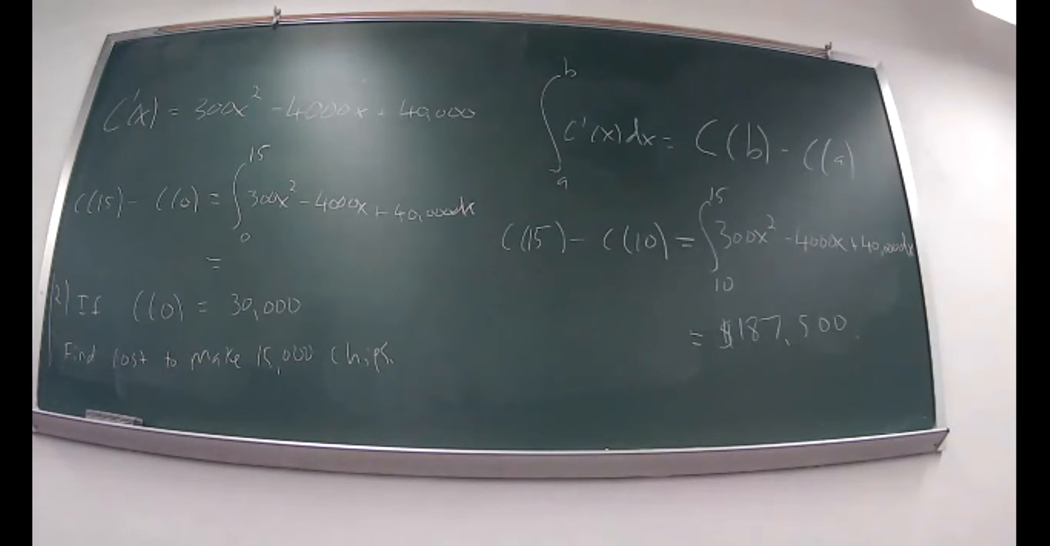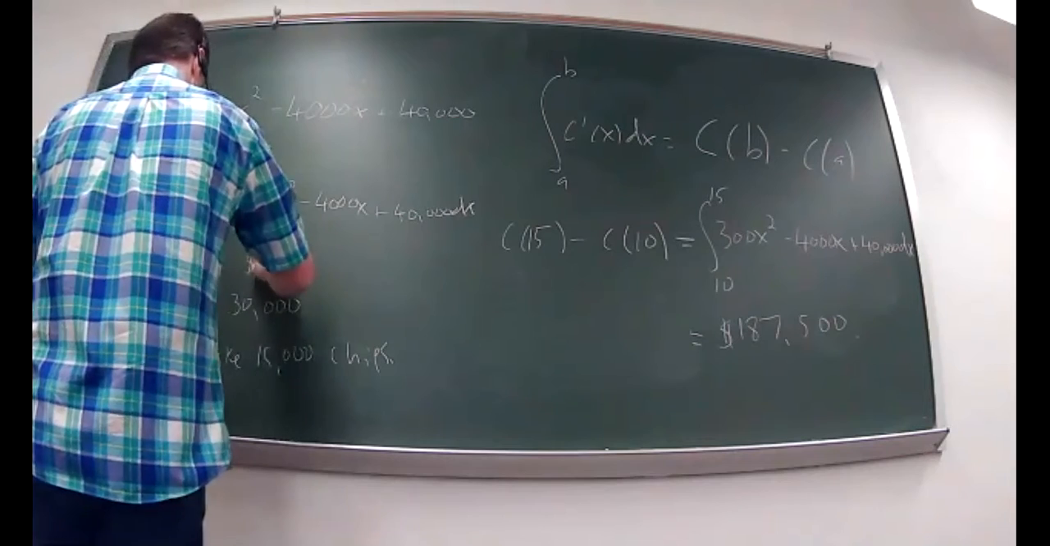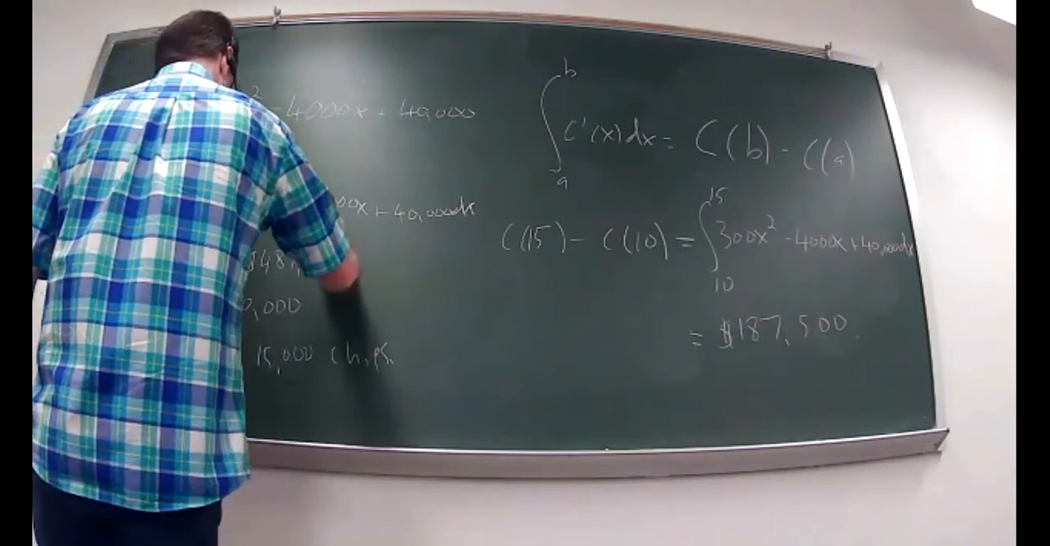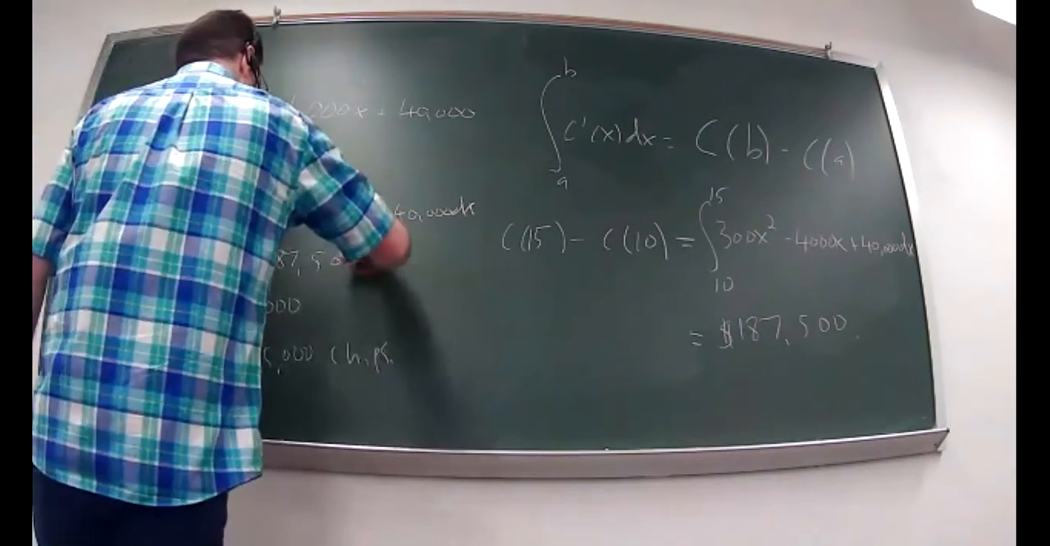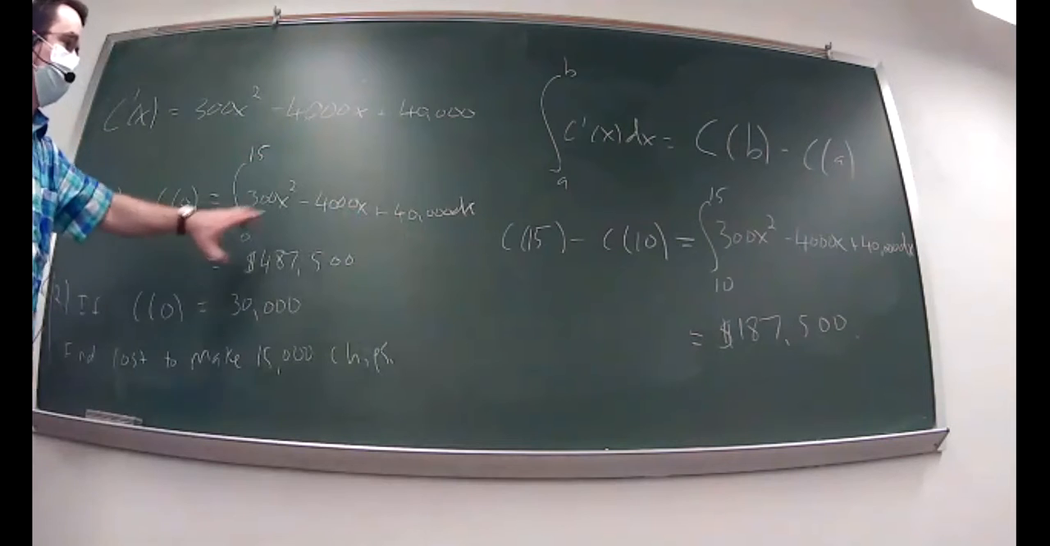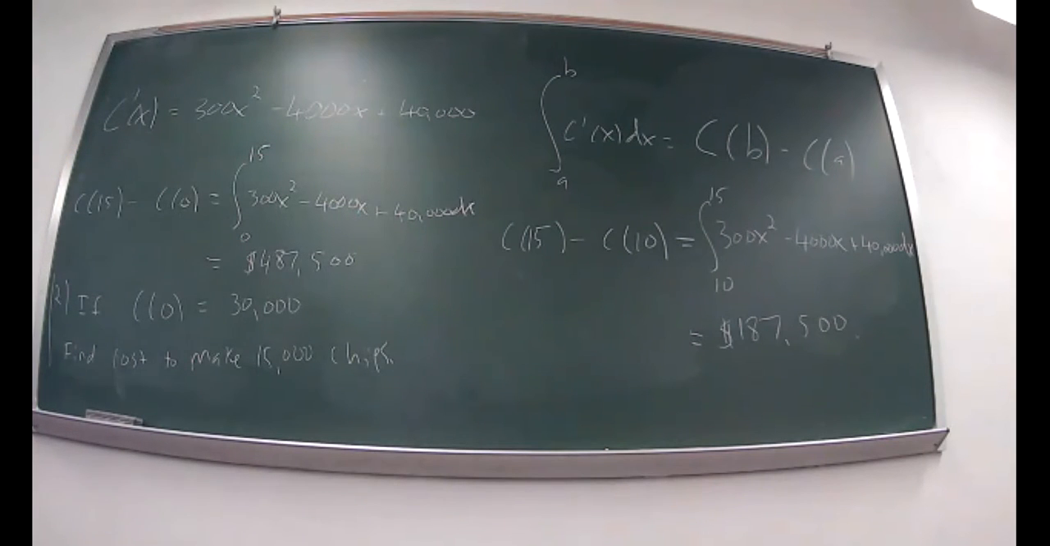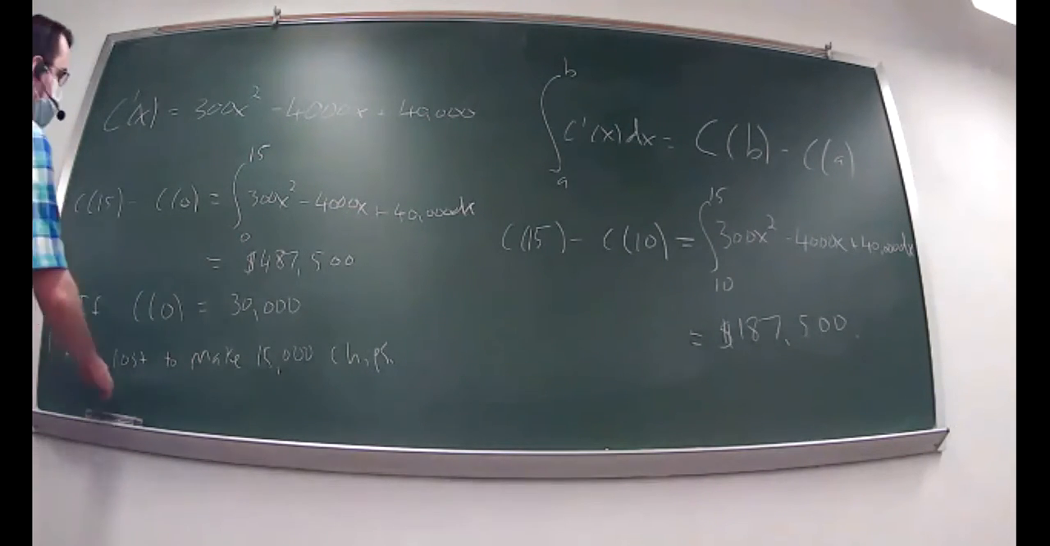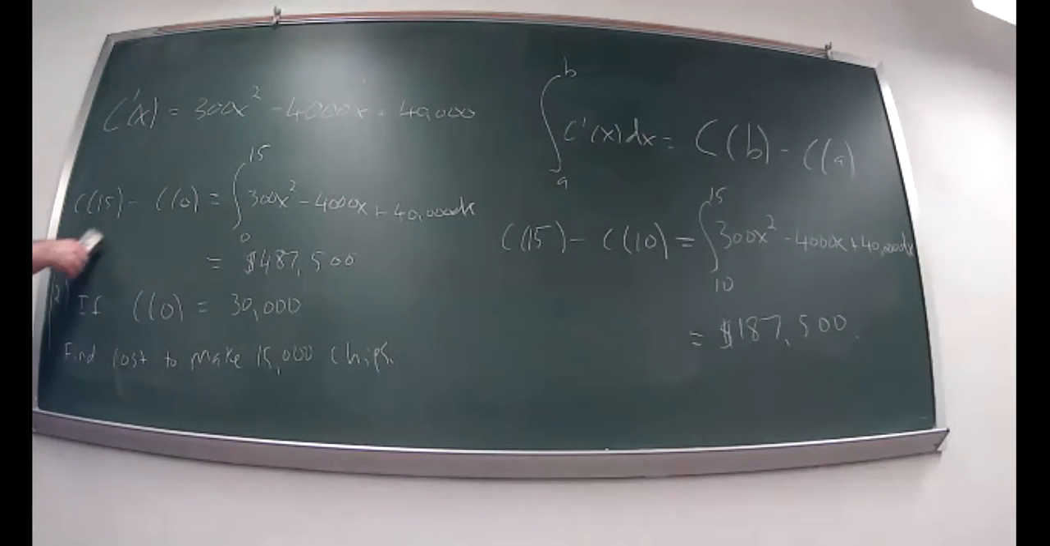And the answer is 487,500. I'm trying to skip some of the routine calculations so we can do more problems. And why does this help you? Because now you can just solve for C of 15.